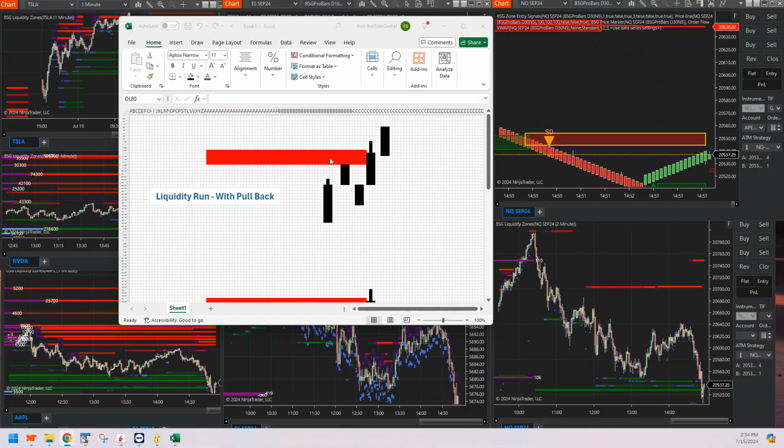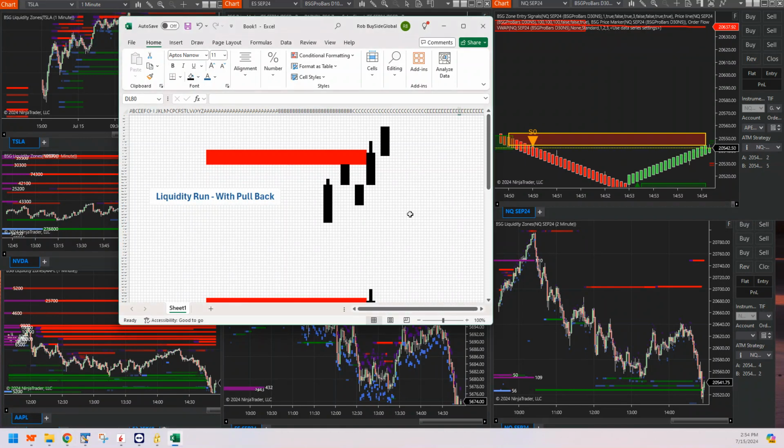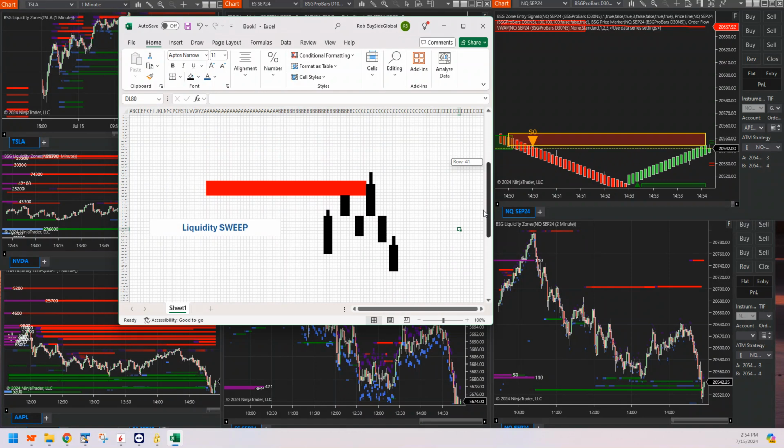Same thing, if the liquidity run happens on a demand zone, taking out the buyer's liquidity, then it's a short trade. Okay, so let's look at the second concept that you need to understand. The second one is liquidity sweep.